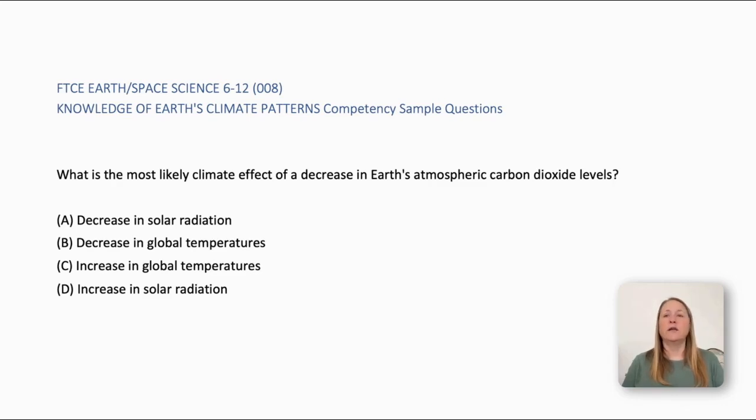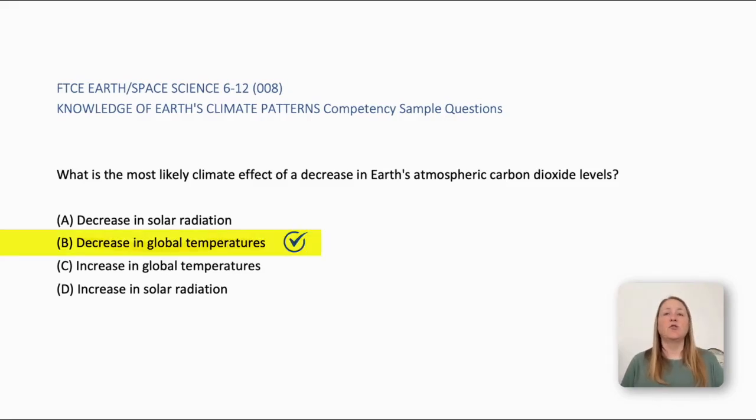A. Solar radiation comes from the sun, not from CO2 levels. C. This is the opposite of what happens. Less CO2 means less heat trapped, not more. D. This is similar to A. CO2 doesn't change how much sunlight Earth gets. The correct answer is B.